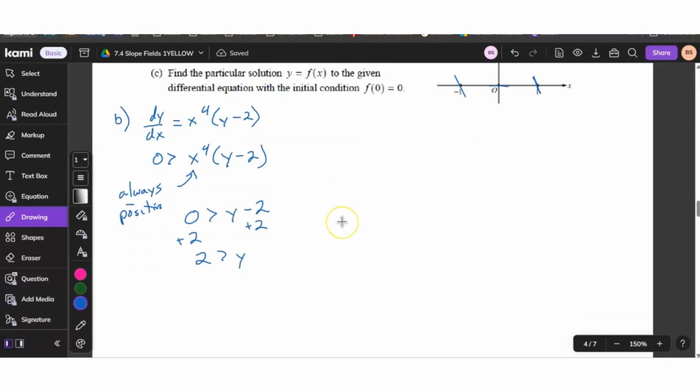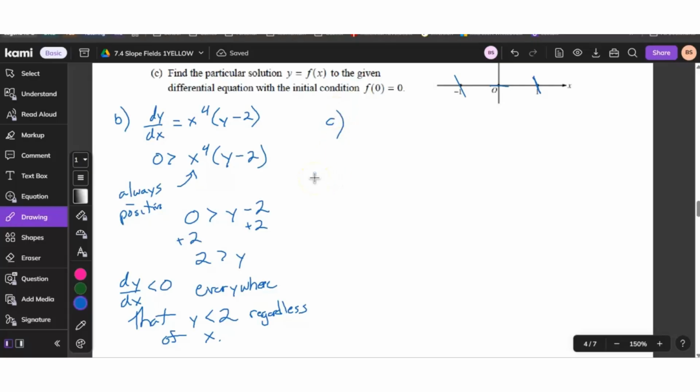So it's going to happen everywhere. I guess we should maybe say, we could say dy dx will be less than 0 everywhere that y is less than 2. Not equal to, has to specifically be less. And we could, if we wanted to say, we could say regardless of x. Right? Because the x isn't going to matter because it's to the power of 4. Yeah? Good? All right, let's look at C.